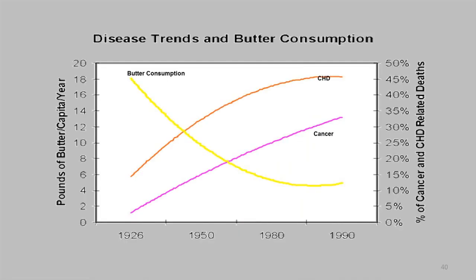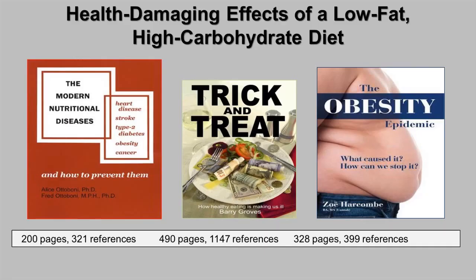Consumption of butter has dropped precipitously, while cancer and heart disease have soared. The rise in cancer and heart disease cannot be blamed on a high saturated fat diet. These books prove beyond a reasonable doubt that today's chronic diseases, such as diabetes, heart disease, obesity, stroke, and cancer, are nutritional diseases, a result of eating a low-fat, mainly polyunsaturated vegetable oil, high-carbohydrate diet.